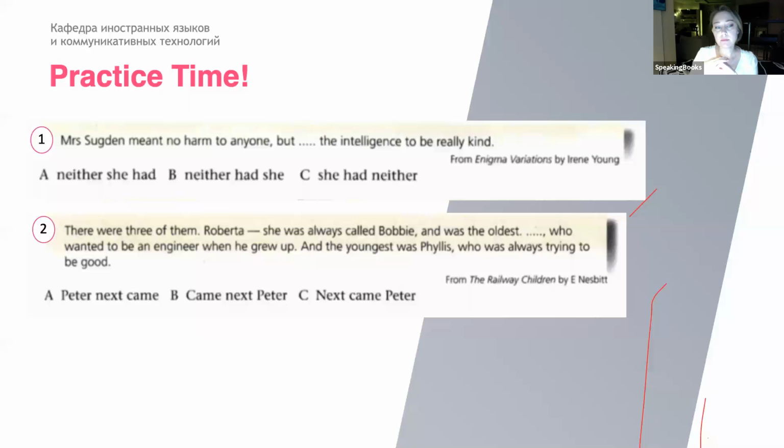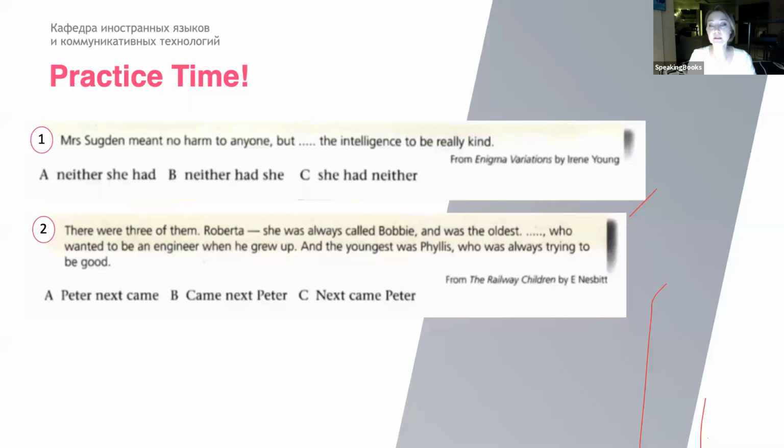Peter next came, next Peter, or next came Peter, who wanted to be an engineer when he grew up. Which would be correct to say here? A little bit more time. Whoa, so many answers. 1, 2, 3, 4, 5, 6, 7, 8, 9, 10, 11, 12, 13, 14, 15, 16, 17, 18, 19, 20, 21. Out of more than 20 answers, the utmost majority of you are correct. The correct answer is C.